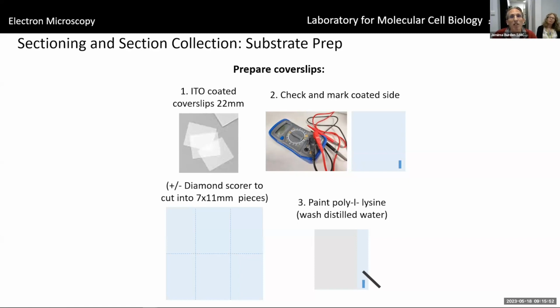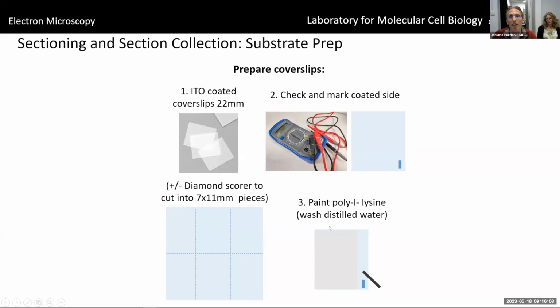When you buy these in, it's worth noting they're only coated on one side. So you need to get a resistance meter and just check which side is coated and then mark it. So you're collecting your sections on the coated side. If you're only collecting small arrays, you might wish to break that cover slip up with a diamond scorer.